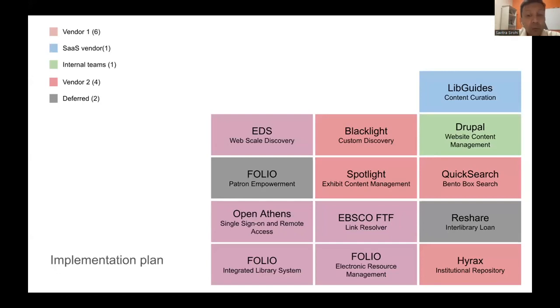Okay, 2 things we decided we will not do because we couldn't find a good option for those 2 things. So even though it was part of our plan, we wanted to do it, but we couldn't find a good enough solution right away. So we decided to defer that. Okay, one is patron empowerment. Patron empowerment means you can see your fines, you can see your circulation history, you can renew books. That kind of thing we couldn't find because Folio doesn't have a solution at the moment.